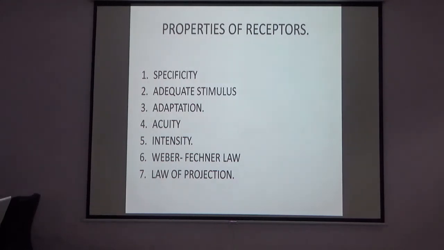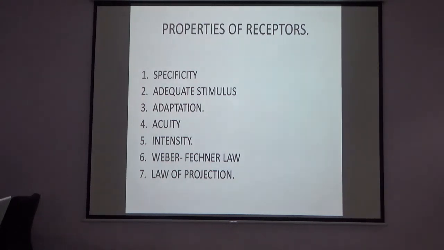Then the seventh property of receptor is the law of projection, which means the sensation formed is referred to the location of the receptor. This forms the basis of phantom limb. It means even when a person has an amputated leg, he may get a sensation of pain in that amputated leg which is no more there, and this is the basis of the phantom limb. So that is due to this law of projection.